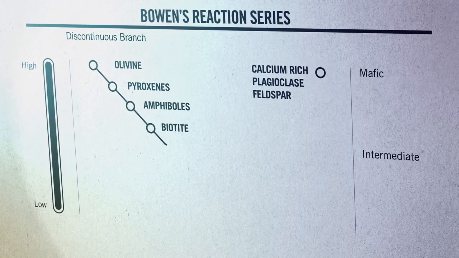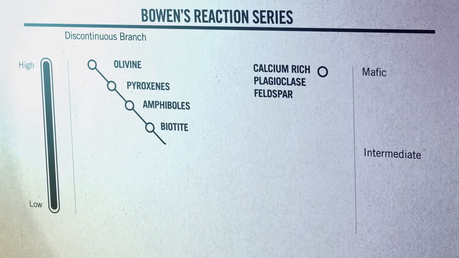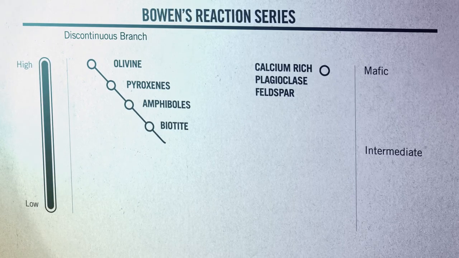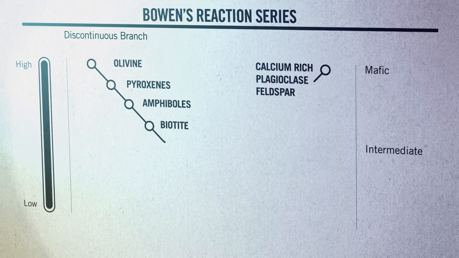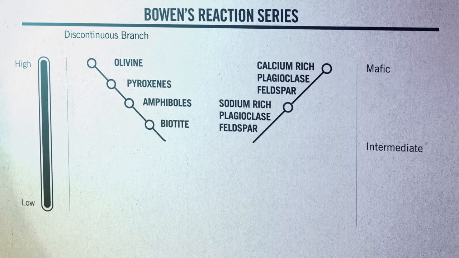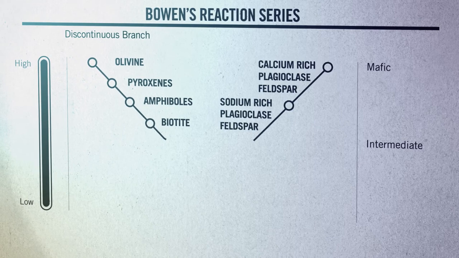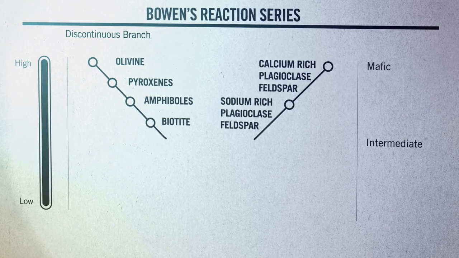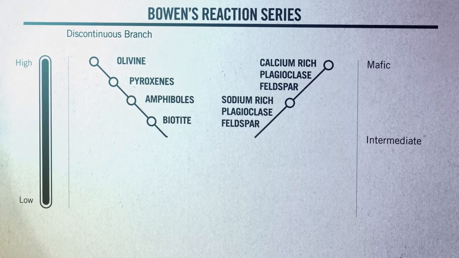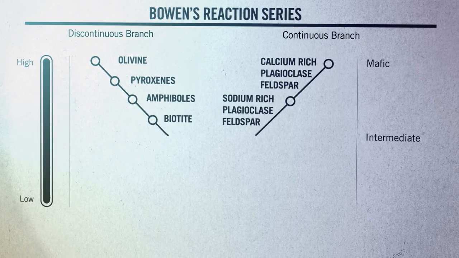Similar to the discontinuous branch, as temperatures cool, plagioclase changes its elemental composition in a solid solution series that incorporates more calcium into its crystal structure at high temperatures, making a dark gray version of the mineral, and more sodium at lower temperatures, making a white version of the mineral. However, unlike the discontinuous series, the arrangement of the atoms in plagioclase does not change as temperatures cool. Therefore, because the atomic arrangement remains the same, the mineral is still plagioclase, just with a slightly different composition, in what Bowen called the continuous branch of the reaction series.